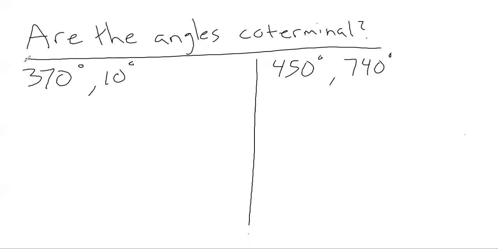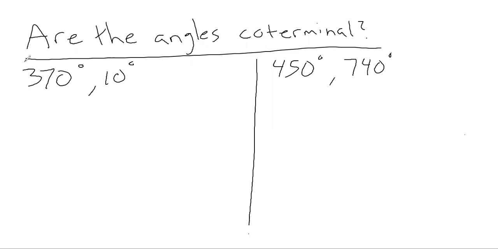In this video, we'll discuss what it means for two angles to be coterminal. Coterminal is a term to describe two angles that start and end in the same position. So each of these angles is going to start at 0 degrees, but then they're going to end at the same location if they're coterminal.